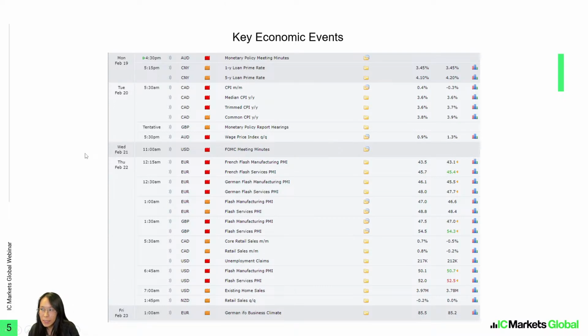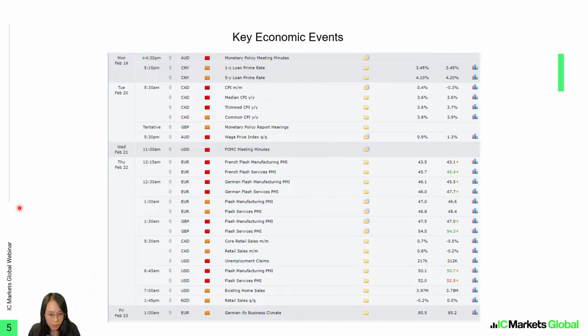Okay, so these are the key economic events for this week. As you can see, there aren't that many events compared to last week, as most of the high impact data was already released last week. Today, it's only Australia releasing their monetary policy meeting minutes, and China will also be announcing their 1 year and 5 year loan prime rate. Hi, good morning, Ren. Sure, later I'll analyze the pound dollar and also the Aussie dollar. So this is the overview for this week's key economic events.